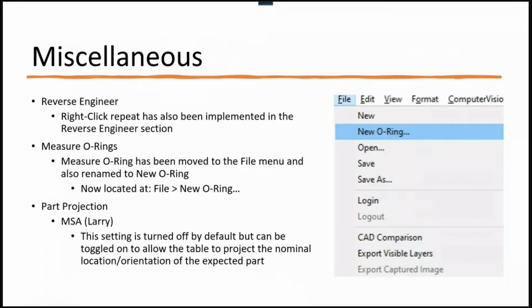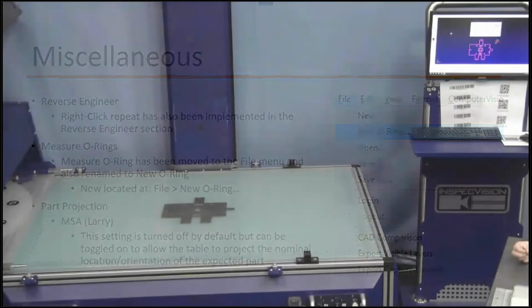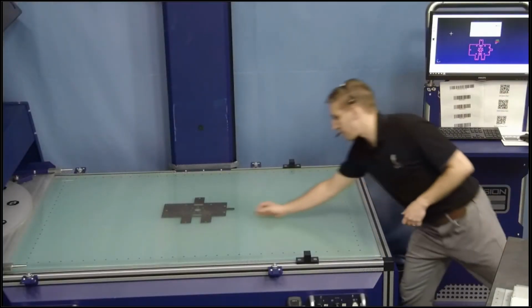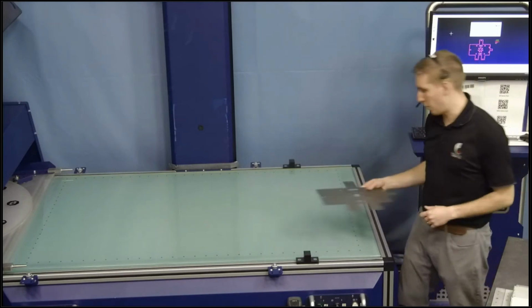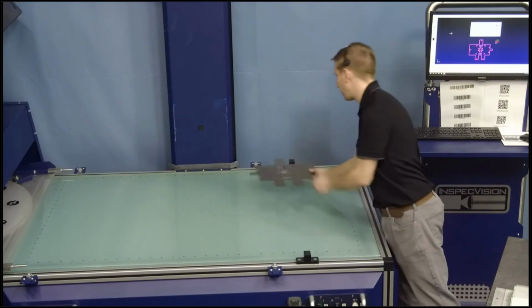And last but not least, parts projection, or as the developers like to call this, Larry. I've been calling it MSA because there's an option called MSA for what this is, but apparently we like to call it Larry. So what Larry is, is a setting I think that some of you have really been wanting for a while and just didn't know it yet. So when I go to my webcam real quick here, if I put my part on the table, well, InspectVision excels by letting me put this part anywhere. I can put it over here, I can flip it over, put it over there.